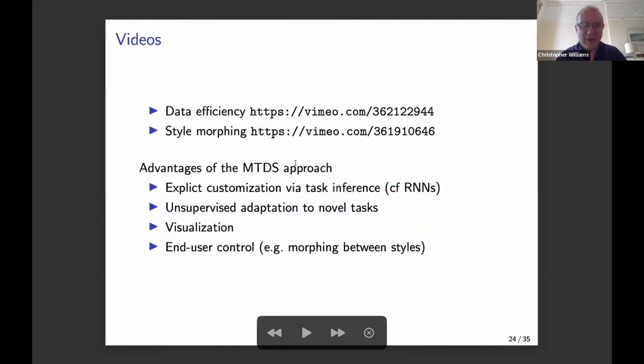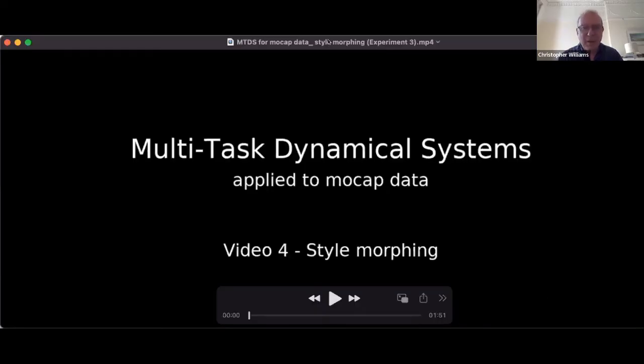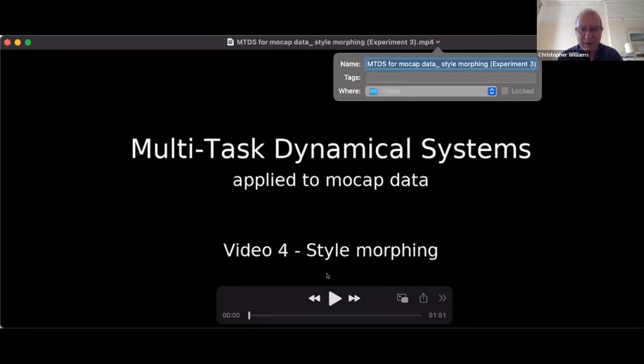So let me see if I can switch slides to show you the video of the style morphing. Hopefully this will all work. Let me see, share screen. Yes. So I hope this will work over the internet.